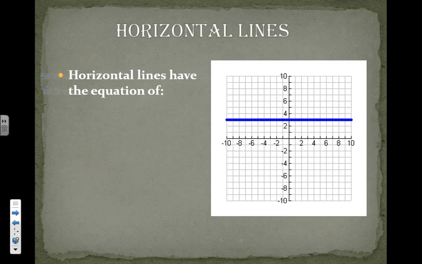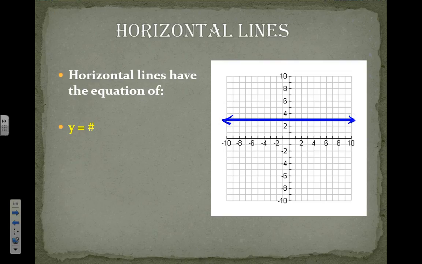Horizontal lines always follow this format: y equals a number. If we look at this horizontal line that is sketched, and please make sure yours has arrows on the end of it, the program I use to make this does not allow me to put arrows. But anyways, here we have a horizontal line.